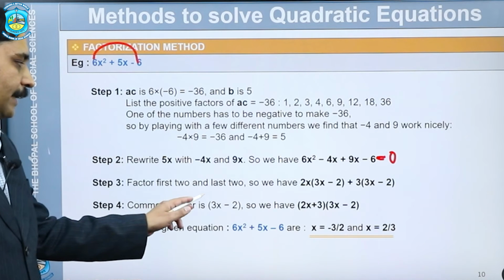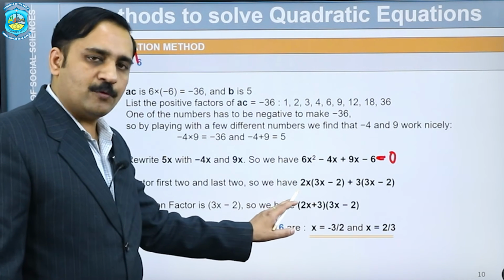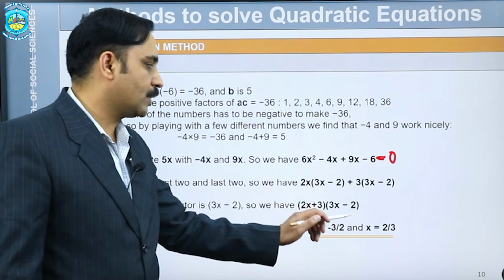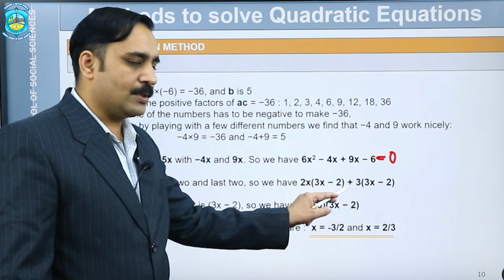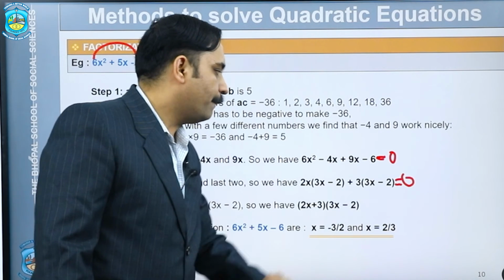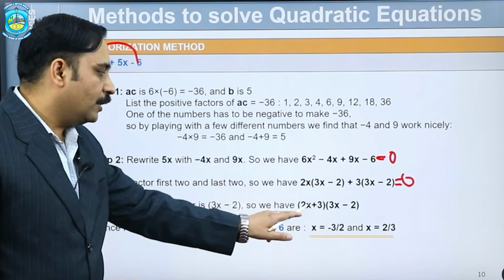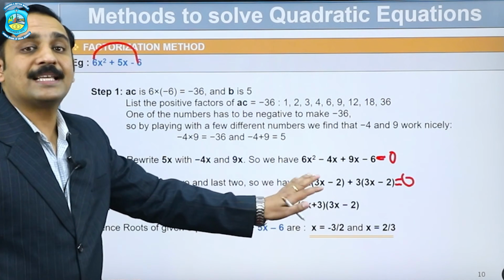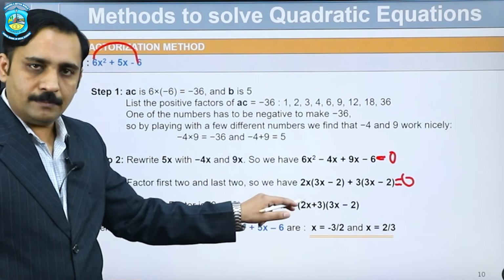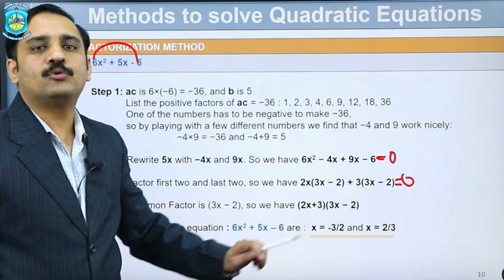Now the first two terms and the last two terms we will take common out of this. So from first two terms we have 2x, so we are left with 3x minus 2, plus we take 3 as common, so we are left with 3x minus 2. This is equal to 0. Now we'll again take 3x minus 2 as common, so we have 3x minus 2 and 2x plus 3 as two factors. If we equate them to 0, we will get the value of x as minus 3 by 2 and x equal to 2 by 3.